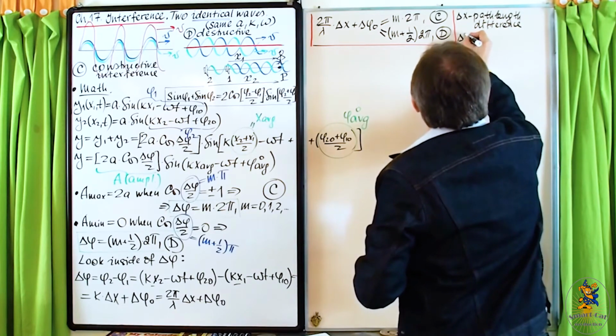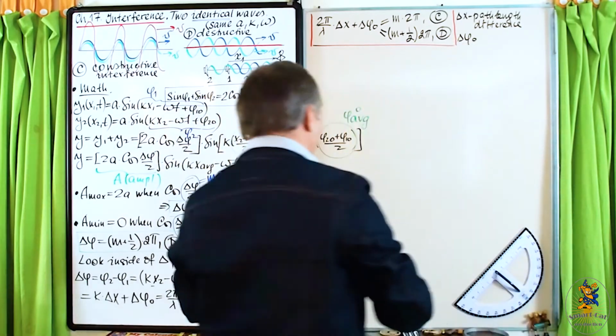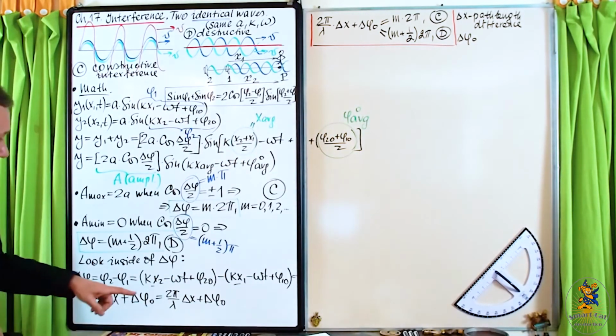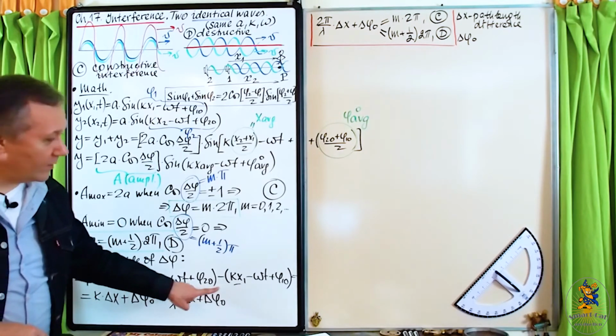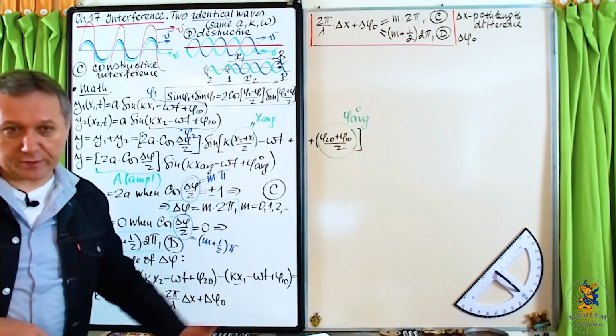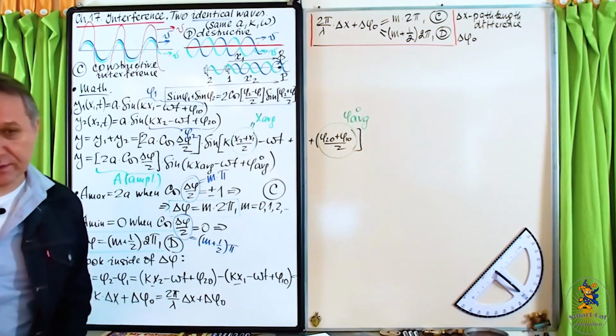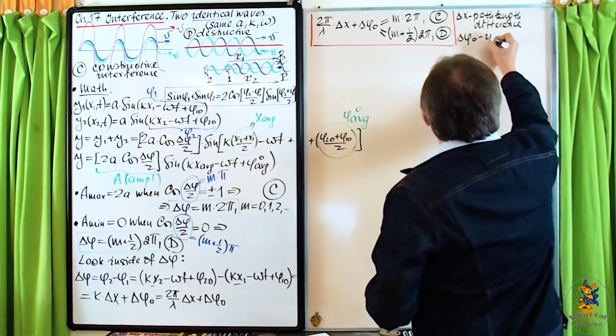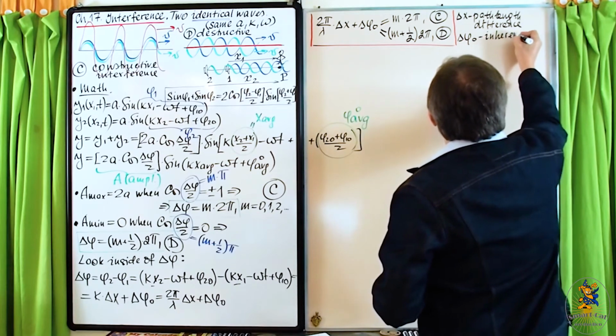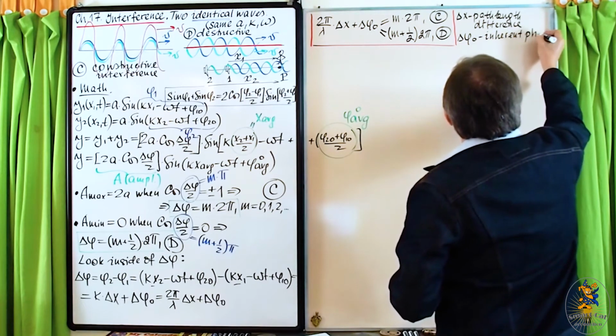And what is delta phi naught? Delta phi naught, again, what is delta phi naught? It's the initial phase of the second wave minus the initial phase of the first wave. It's called the inherent phase difference.